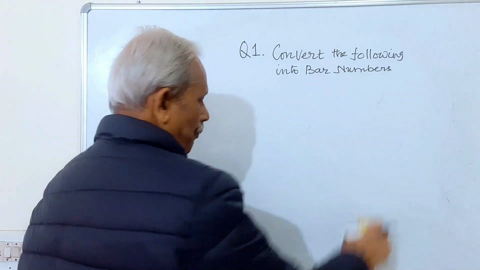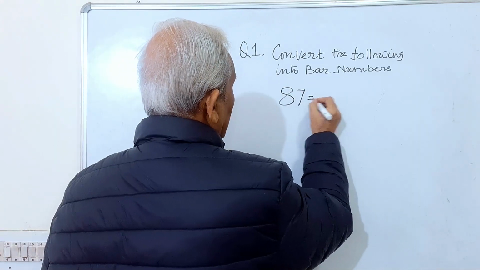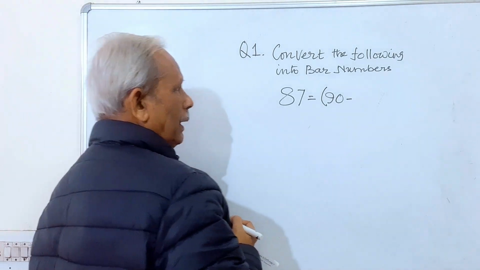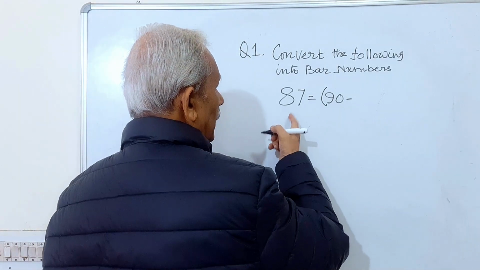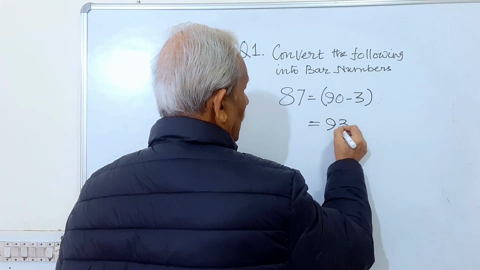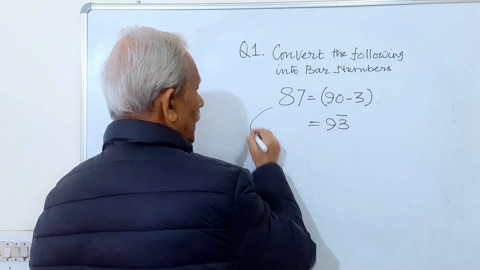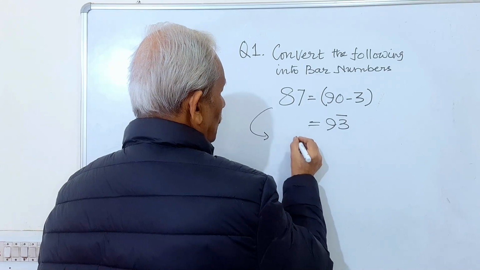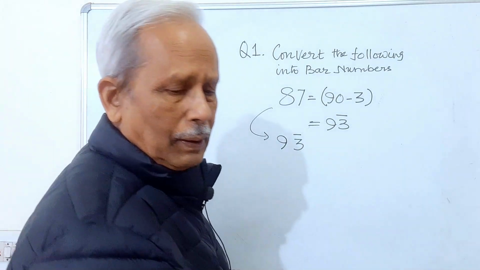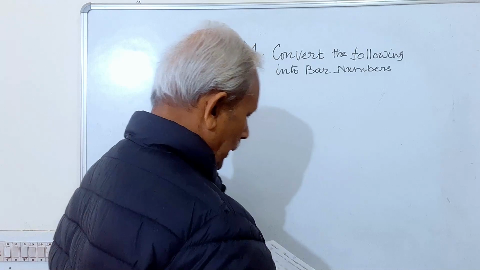Let us do the next sum. 87. 87 is 90 minus 3. We need not write this, I am just explaining it so that you can clear your confusions, if any. 90 minus 3 can be written as 9, 3 bar. We can straight away write it from here. Or otherwise, 10 minus 7 is 3, put 3 bar, increase this 8 by 1, make it 9, 3 bar. 9, 3 bar. Fine. Next, 198.